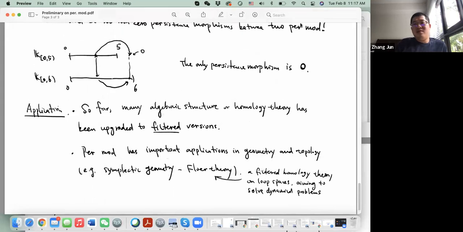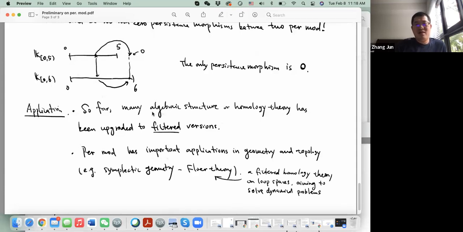Okay, and finally, let me just make the remark that persistence modules right now have many applications because many algebraic structures or homology theories have been updated or upgraded to a filtered version.